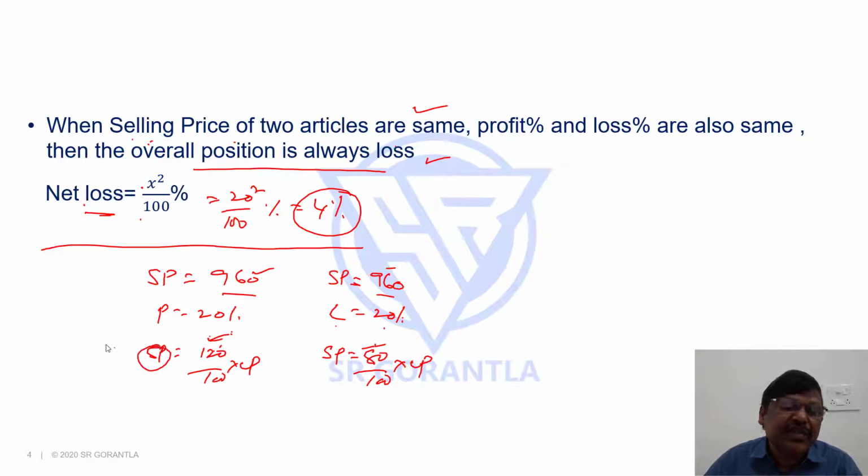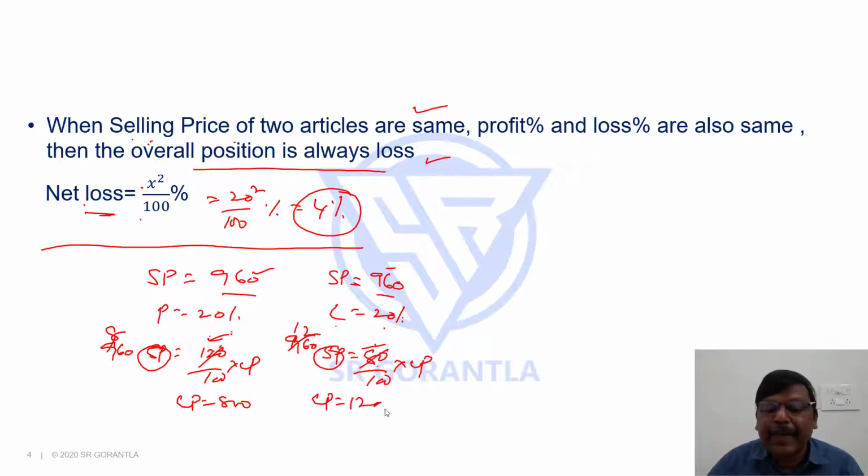Let us see here. Selling price is 960 here. Selling price is 960 here. You can see 12 8s, cost price will be 800. Here 8 12s, cost price is 1200. See, overall cost price is how much? 2000.